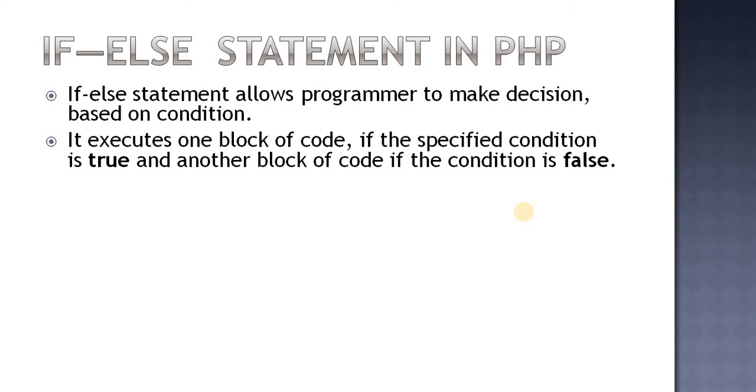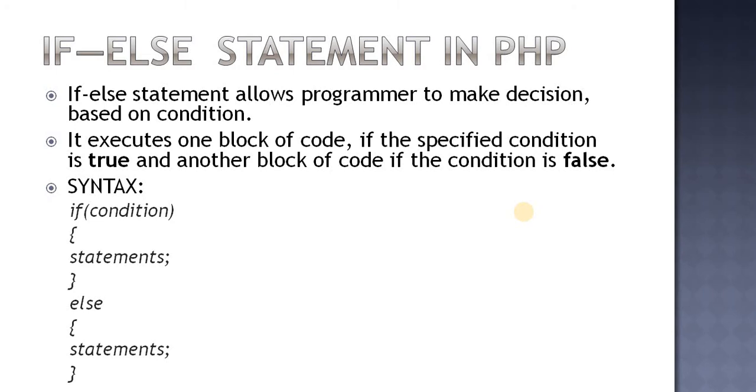It executes one block of code if the specified condition is true and another block of code if the condition is false. Syntax. If condition, opening curly brackets of if, statements terminated by semicolon, closing curly brackets of if, else, opening curly brackets, statements, semicolon, closing curly brackets. So this is the syntax of if else.